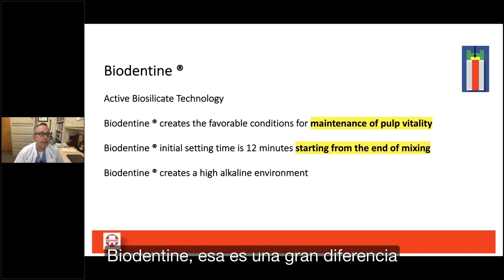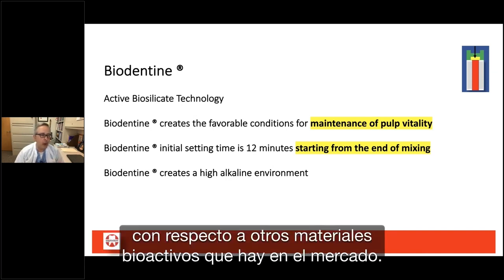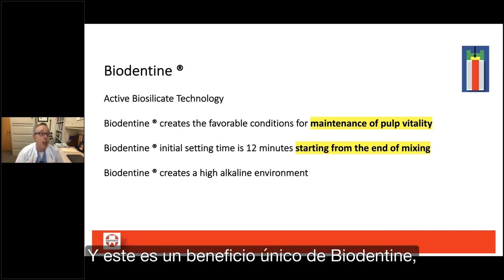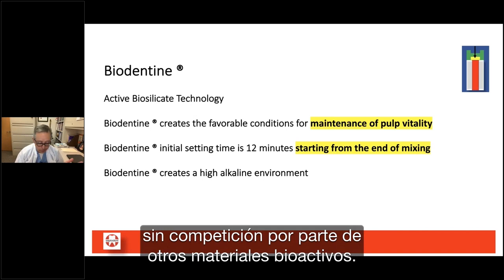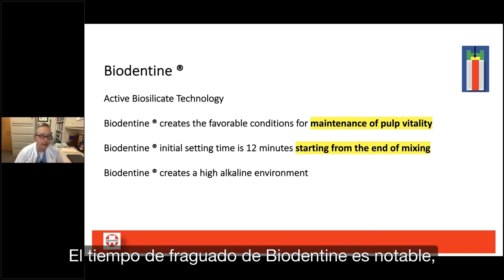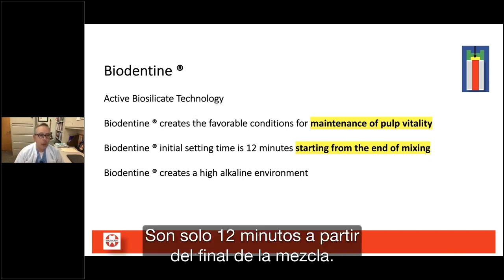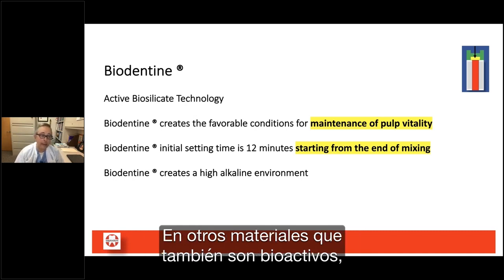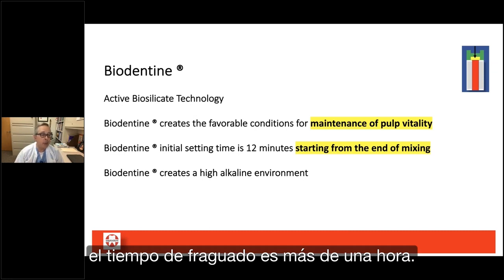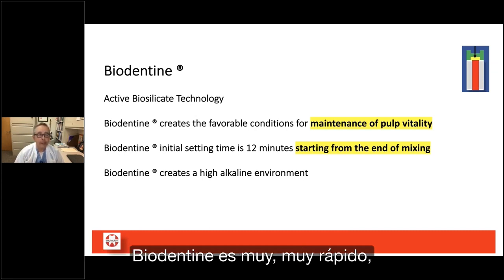cap. Biodentine makes a big difference compared with other bioactive materials on the market, and Biodentine stands alone here, not even close to other bioactive materials. The setting time of Biodentine is remarkably short. It's only 12 minutes starting from the end of the mixing. For other materials that are also bioactive, the setting time is more than an hour. Biodentine is really quick, and we start to count the 12 minutes from the end of the mixing.